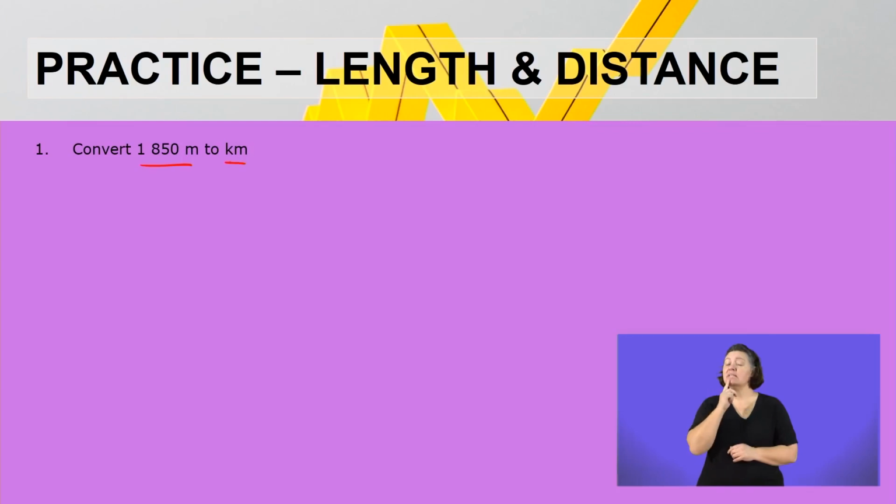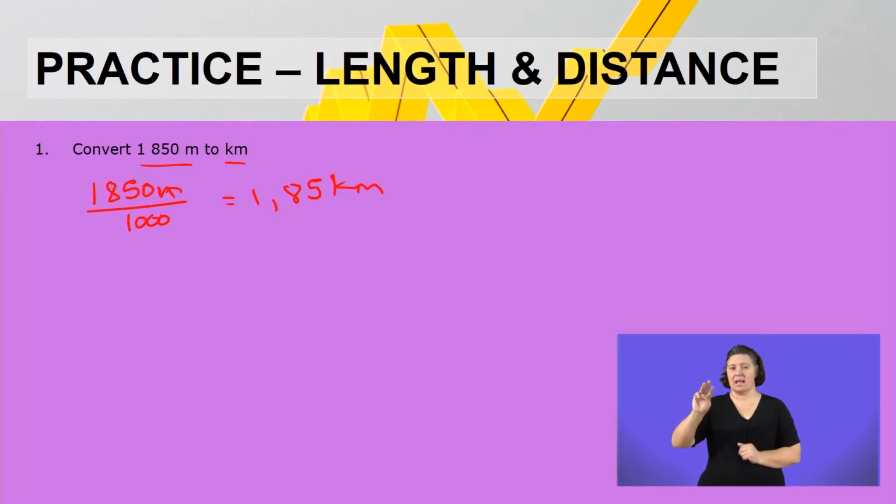Now, we said we are converting from small to big, right? And therefore, we have to divide. So what will happen now? I'll take the 1,850 meters and I'll divide that by 1,000, right? So if I press that in on my calculator, I'll say 1,850 and I divide that by 1,000. So that should give you an answer of 1,85 kilometers, right? I guess that is straightforward.